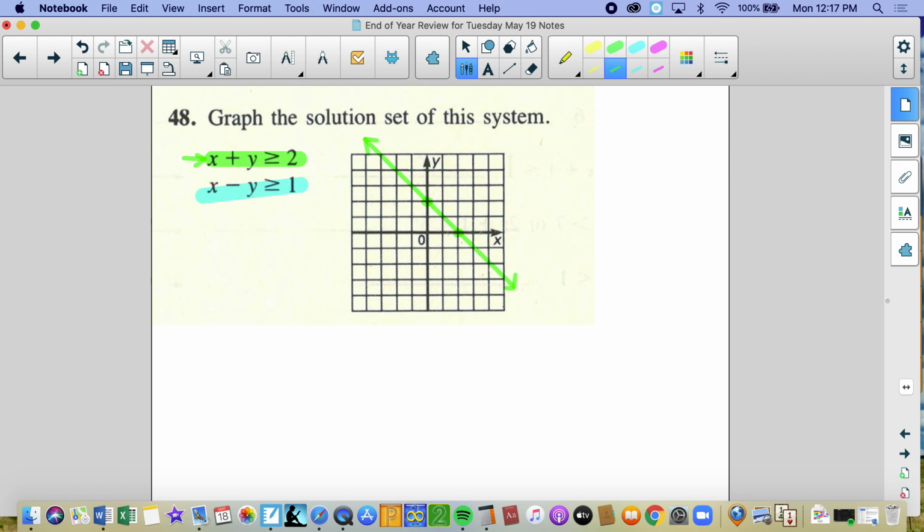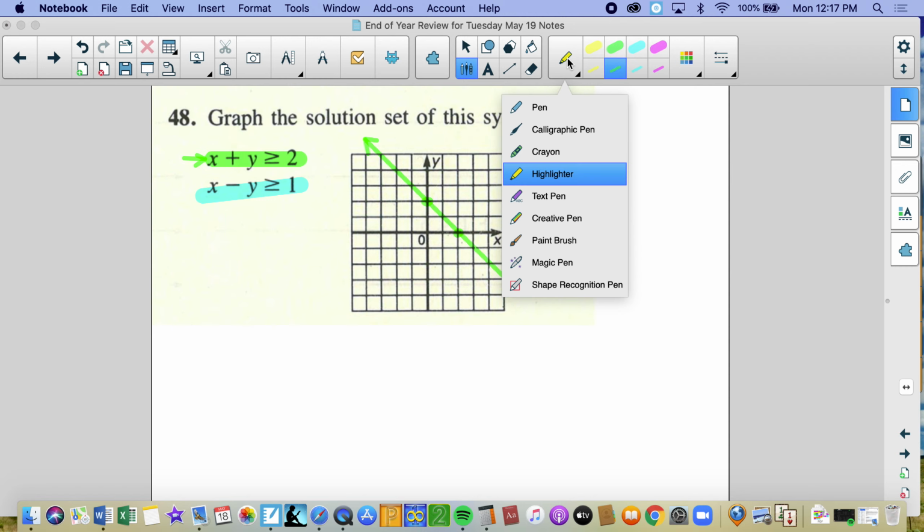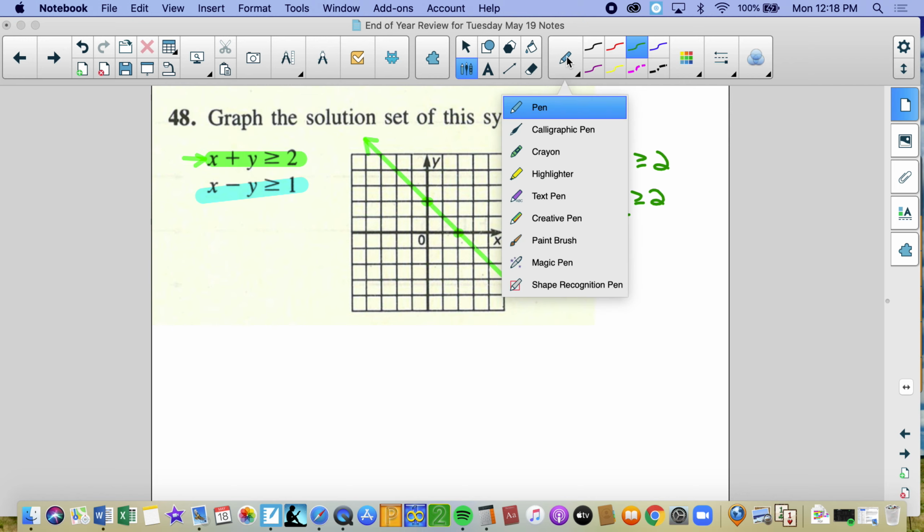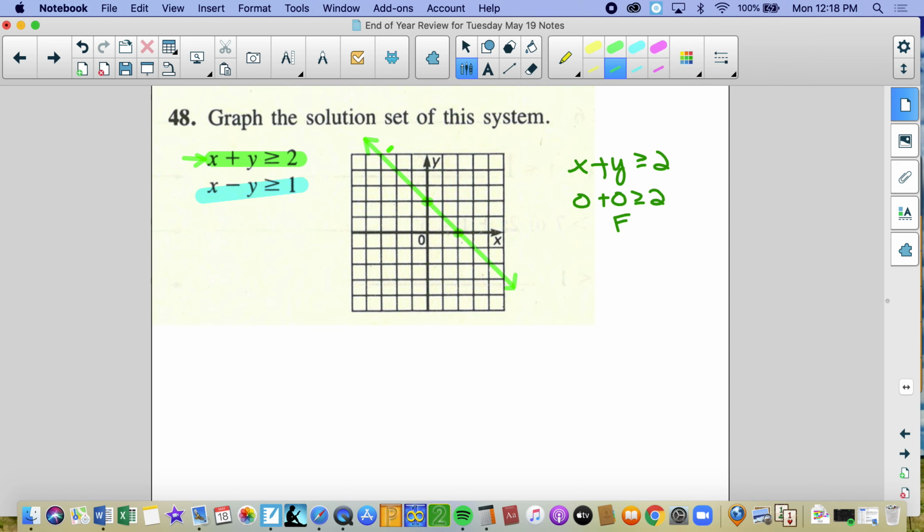And now I have to test. Remember testing, I got to test a point. So let's test a point for that equation. X plus y is greater than or equal to 2. Let's test 0, 0. 0 plus 0 greater than 2, that's false. So the left side of this equation is going to be false, and the right side will be true. So I'm going to shade, and remember we do little teeny hairs to begin with.